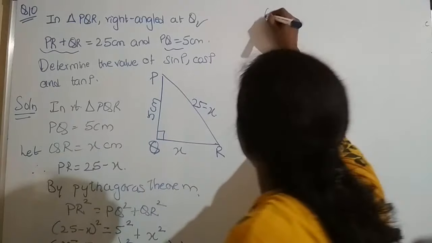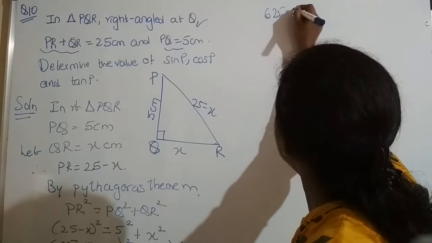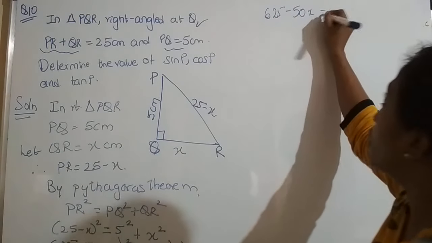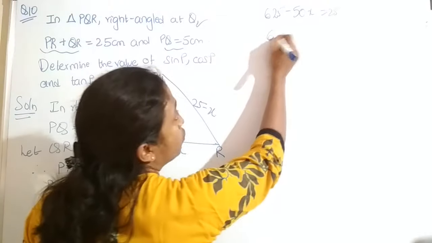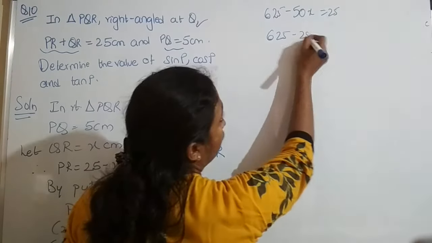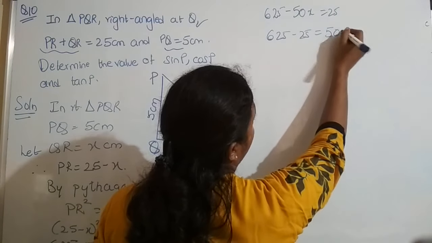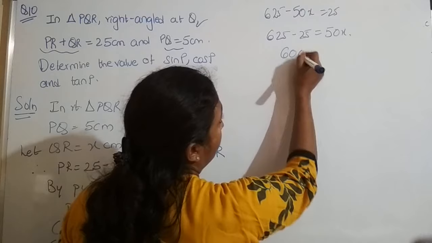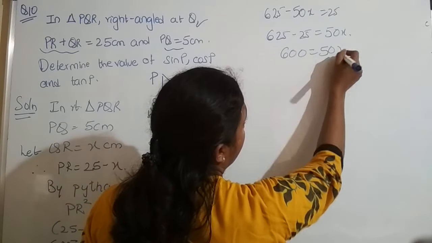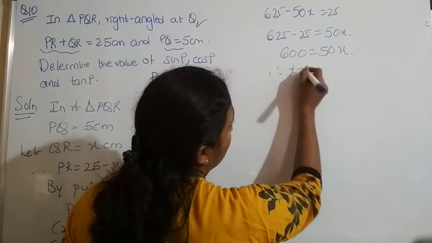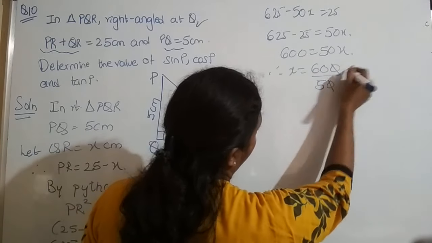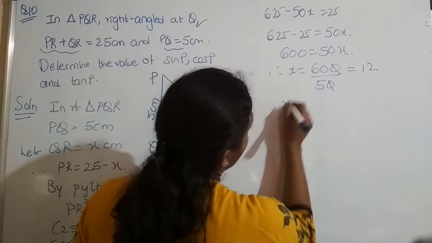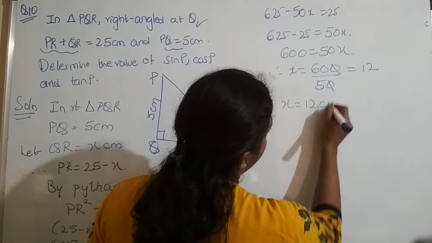So we are getting 625 minus 50x equals 25. I'll take this 50x to this side and bring the 25 to the other side. So I get 625 minus 25 equals 50x. So 600 equals 50x. Therefore, what is the value of x? x equals 600 divided by 50. The 0s cancel, and 5 twelves are 60. So we got the value of x as 12 centimeter.